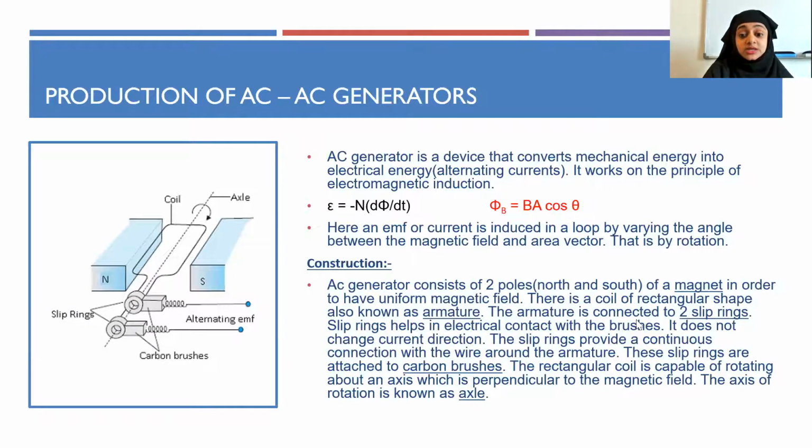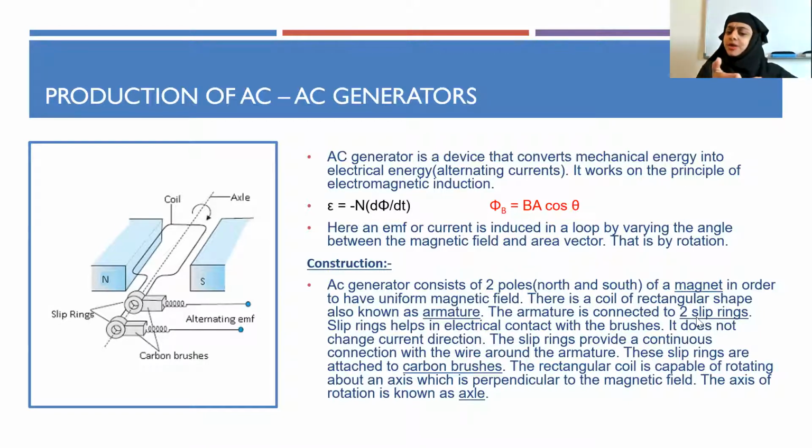And the armature is connected to two slip rings. Here you can see two rings. These are metallic rings which are connected to two ends of this rectangular coil. See, one end is connected to one ring and the other end is connected to another ring. This end is not connected to the first ring, okay? So only one end is connected to one ring and the other end is connected to the second ring. So these are called slip rings.